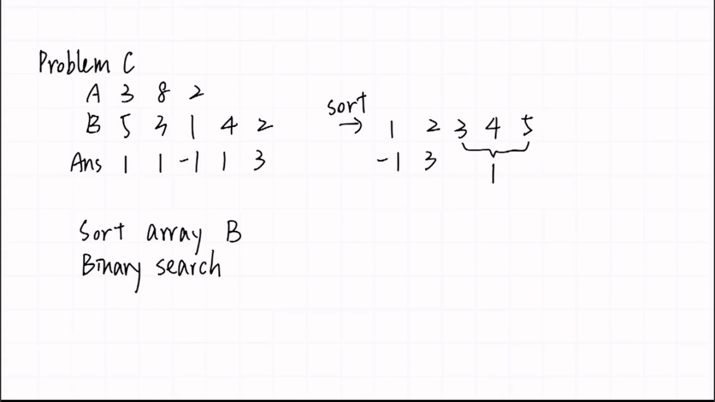So if we want to quickly find the value that is greater than or equal to AI in array B, we can just do binary search. And let's look at the code for this problem.